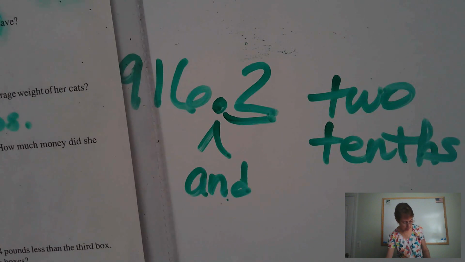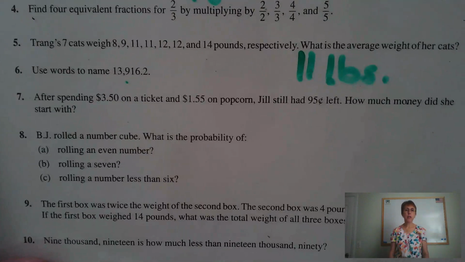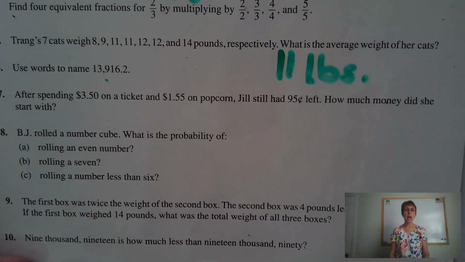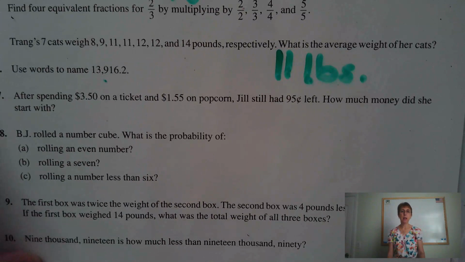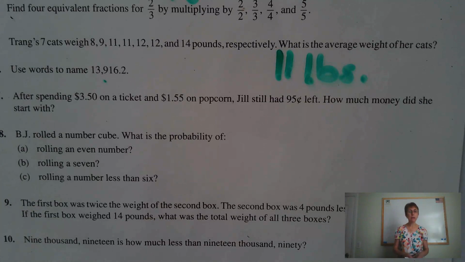Okay, let's take a look at number 7. After spending $3.50 on a ticket and $1.55 on popcorn, Jill still had 95 cents left. How much money did she start with? So this is a little bit different than what we've done before. This is how much she spent. This is what she had left. So what did she start with?